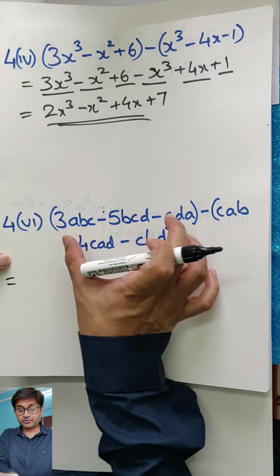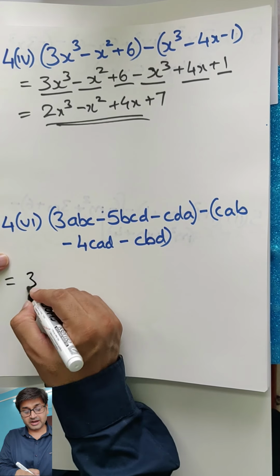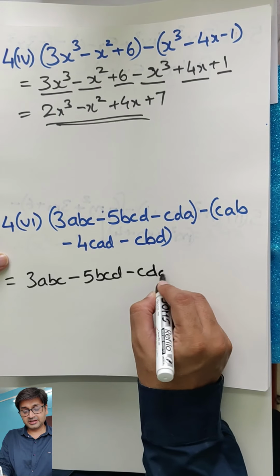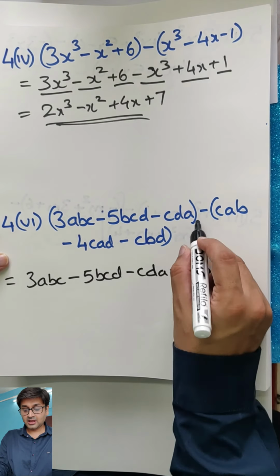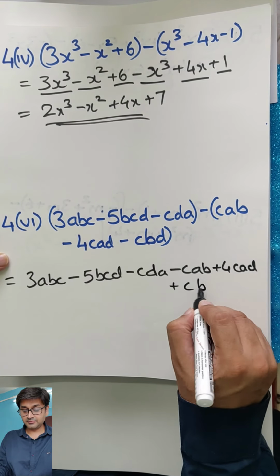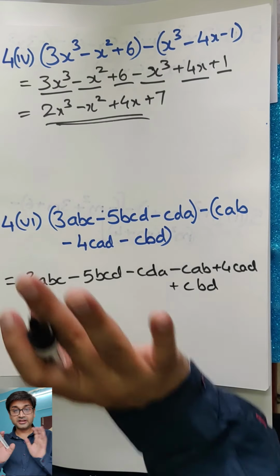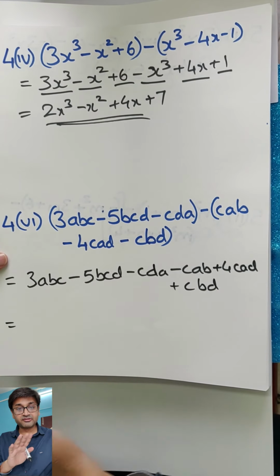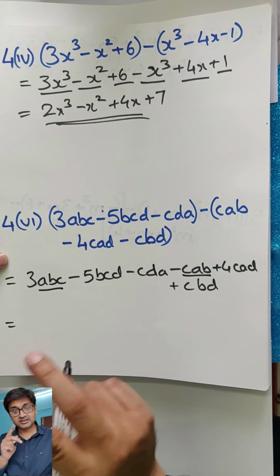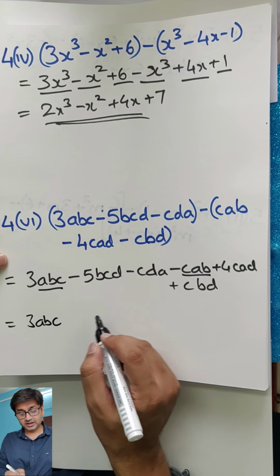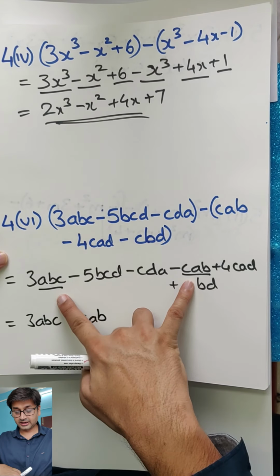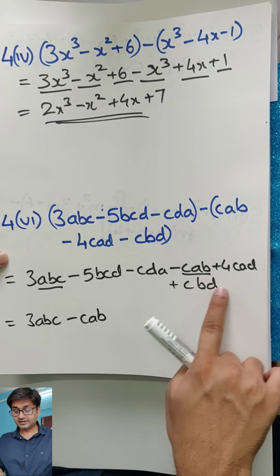Subtract this from this. So first the "from" and then this part. So come on, open the brackets first. 3abc, 5bcd, cda, minus cab, minus plus 4cad, minus plus cbd. ABC, BCD, a lot of confusion. Order is different, doesn't matter. For example, ABC and BCA both are one and the same. So let's write the like terms together this time, otherwise we will get confused. CAB, these two are like. This is BCD, CDA, CBD, nothing is like.